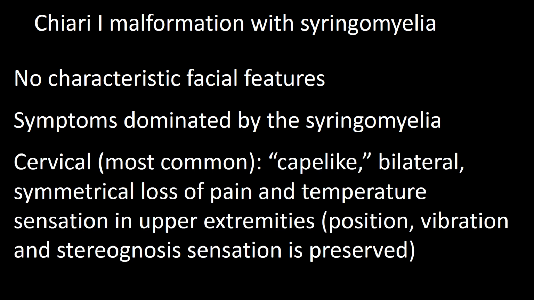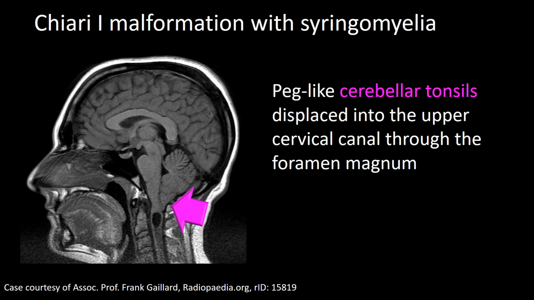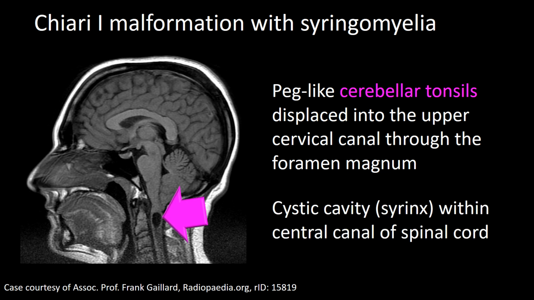When cervical, the most common site of syringomyelia, patients experience cap-like bilateral symmetrical loss of pain and temperature with preservation of position, vibration, and stereognosis. The MRI of patients with Chiari 1 malformation with syringomyelia shows tonsil displacement and the syrinx.